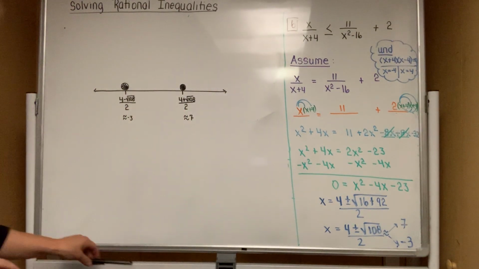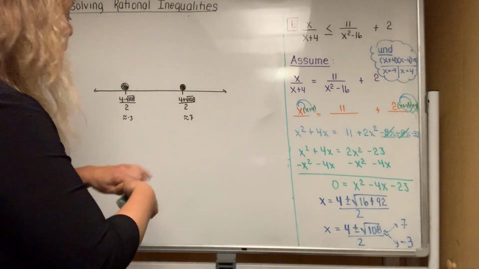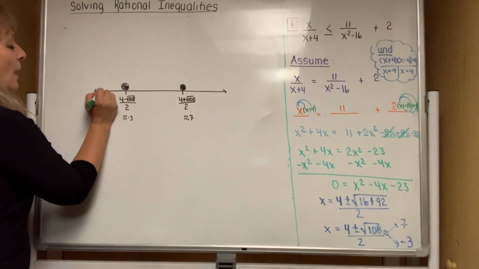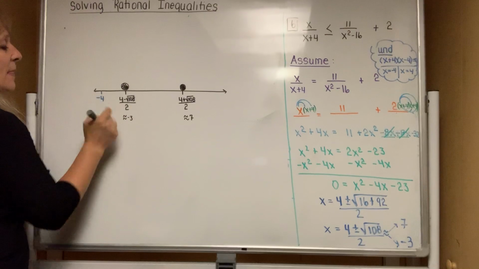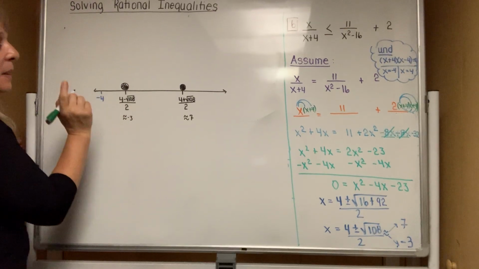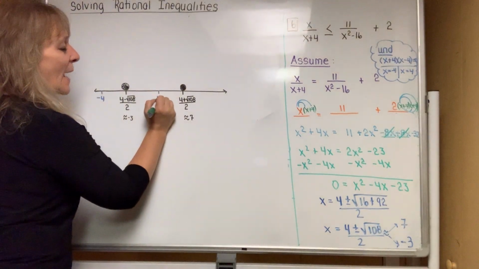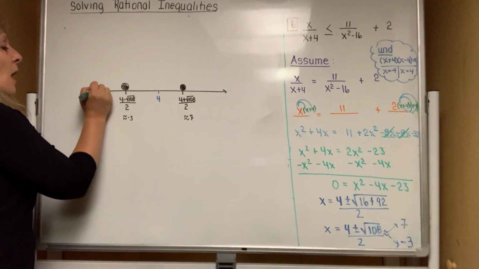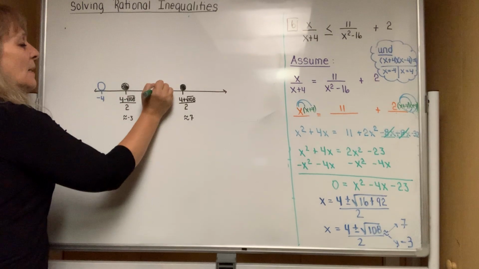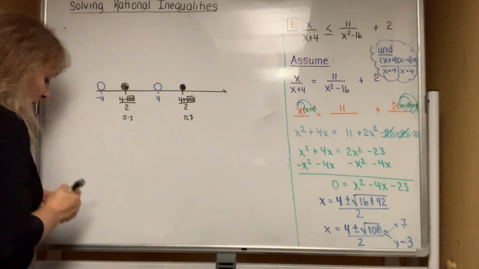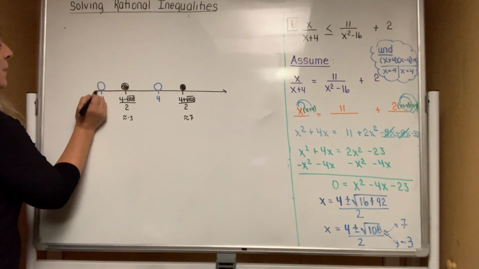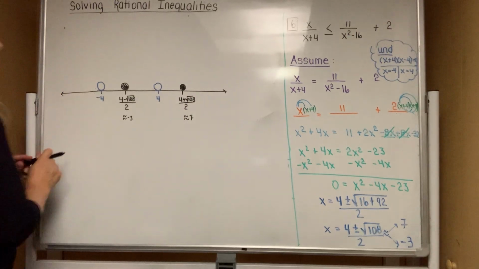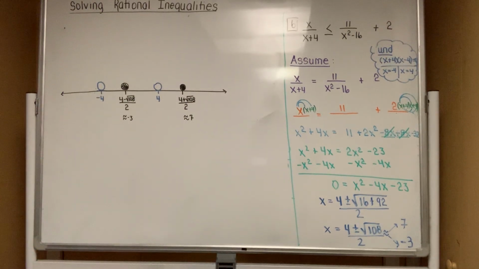Now, go to the undefineds. It's undefined when x is equal to negative 4. But isn't negative 4 on this side of negative 3? But it's also undefined when x is equal to 4. And that's between a negative 3 and 7. Undefined always gets an open circle. Always. So now I have a ridiculous amount of sections for me to check.